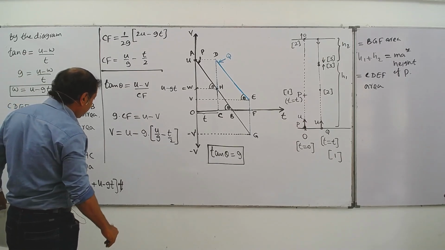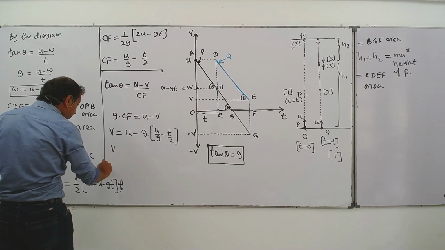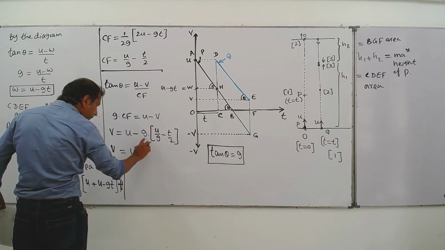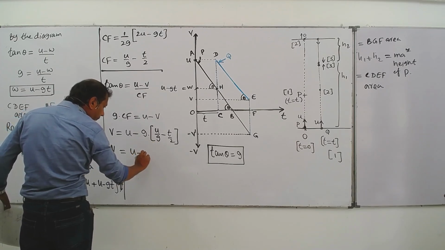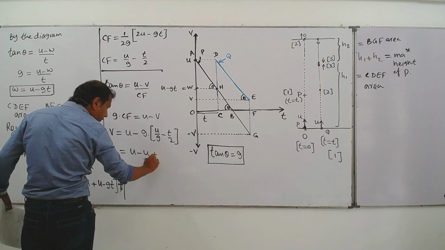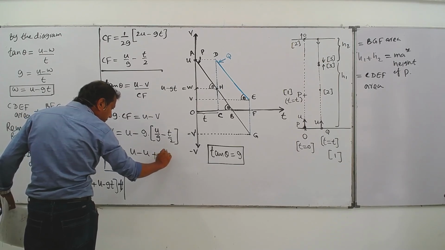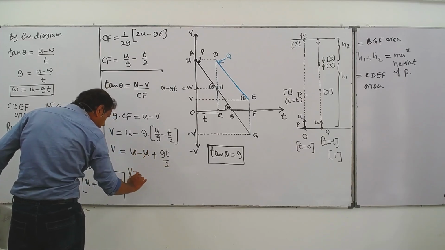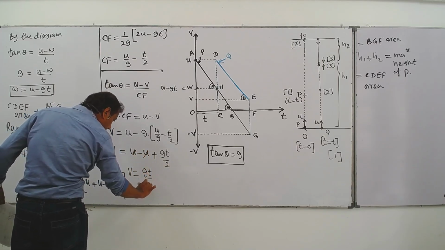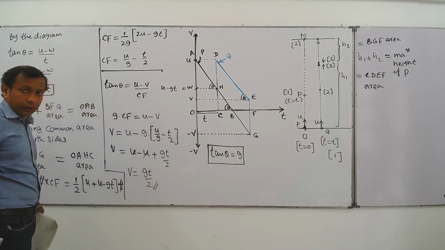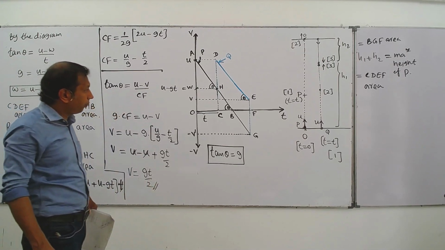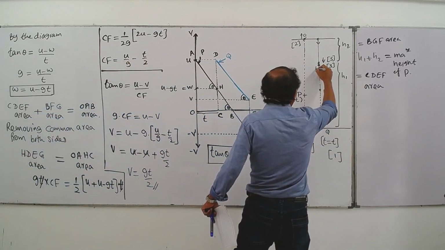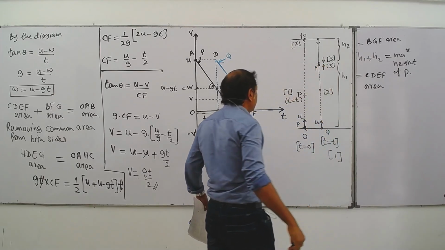Then we can simplify this. Remove the bracket. This and this you can cancel down. Then we get U plus GT by 2. Here U you can cancel down. V equals GT by 2. That means when the particle Q meets the particle P, the velocity is GT by 2.